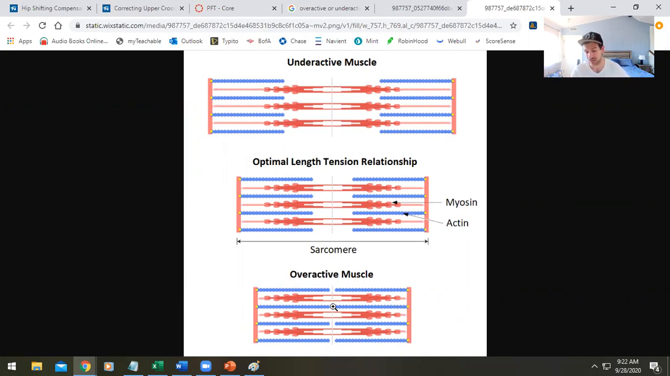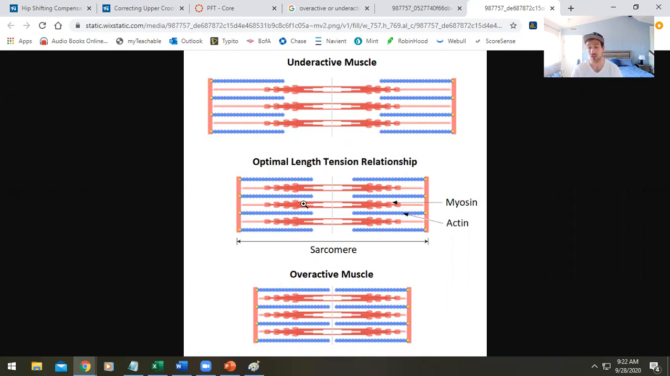And then in an overactive muscle, there's too much overlap and there's no room to move, right? Like, see this actin strand? It's got to move towards the midline here. And this actin strand needs to move towards the midline here. Here, there's no room to move, right? That's a weak muscle that can't contract very effectively.